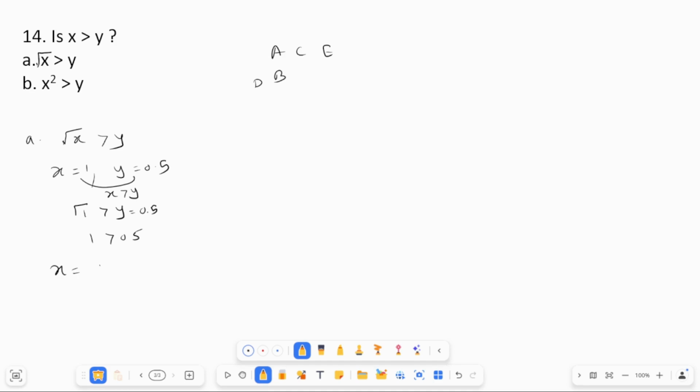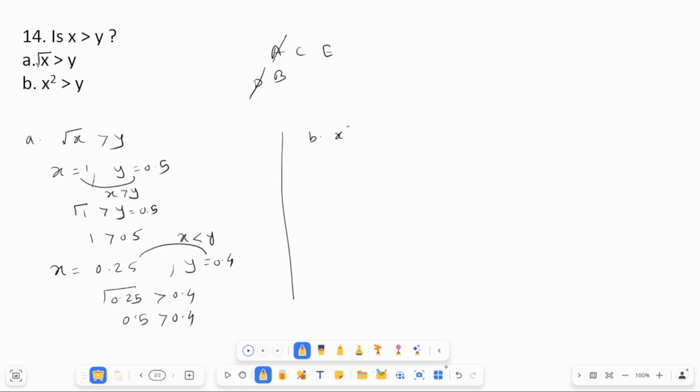What if I take x is equal to 0.25 and y is equal to 0.4? Square root of 0.25, is it greater than 0.4? Square root of 0.25 will be 0.5. Yes, it is greater than 0.4, but the relation between these two is that x is less than y. Do I have a definite answer? No.